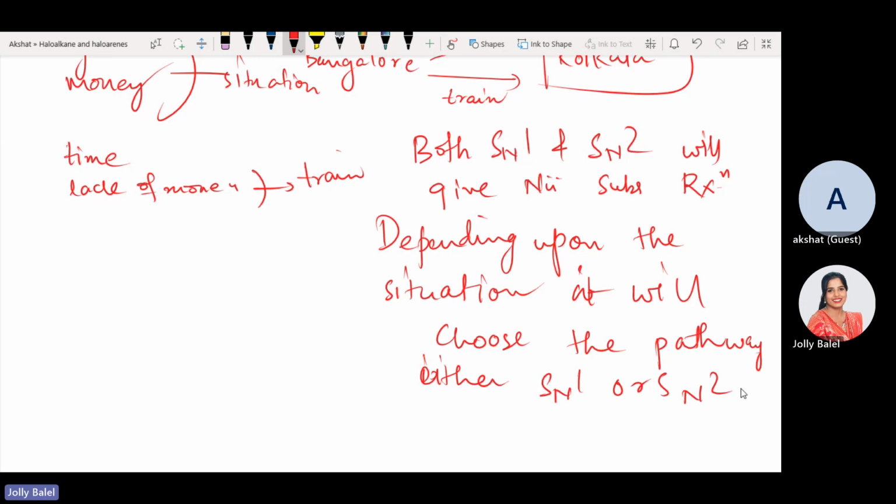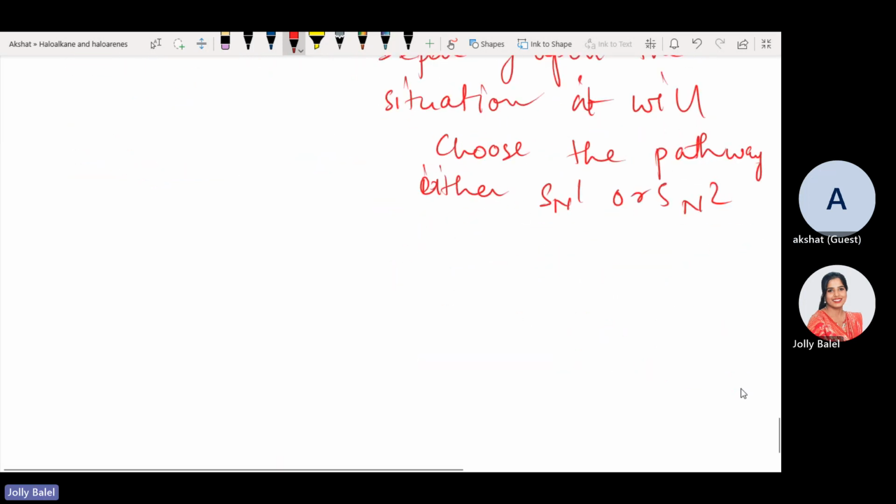Now let me discuss a little bit about the mechanism, so that it will help you decide which pathway the alkyl halide or the nucleophile which I have given you will choose. Generally, we go for SN2 first, so that it is easier to understand SN1.